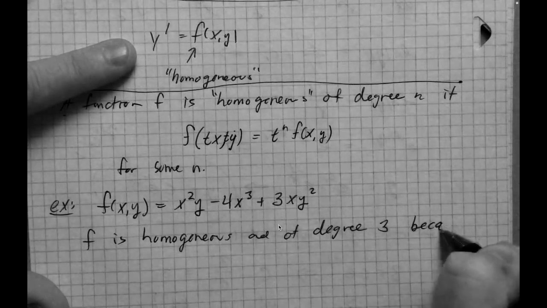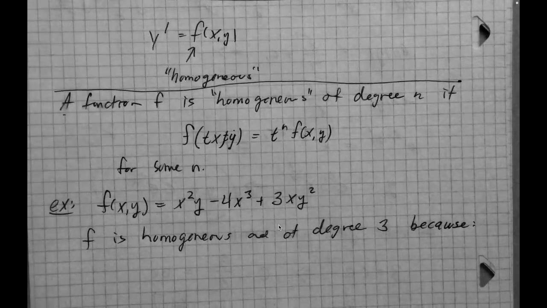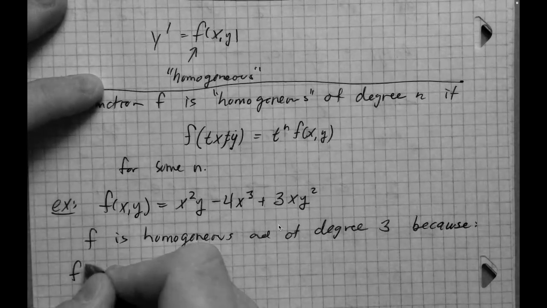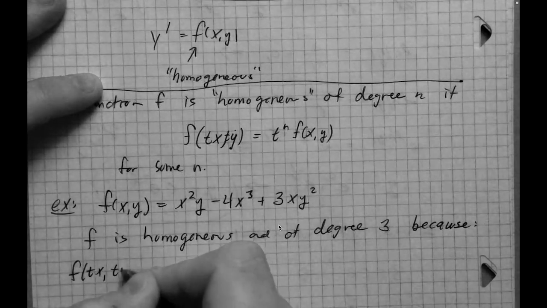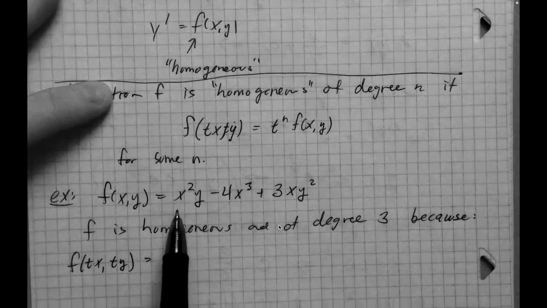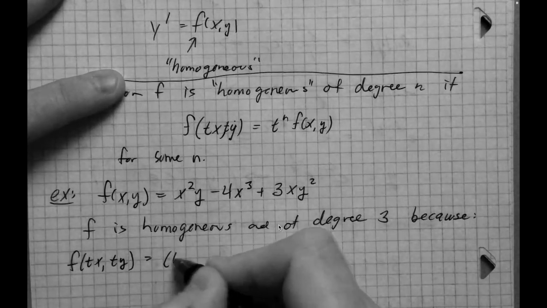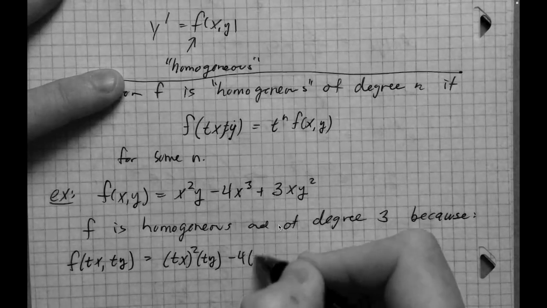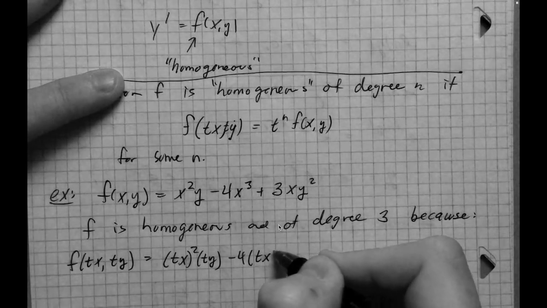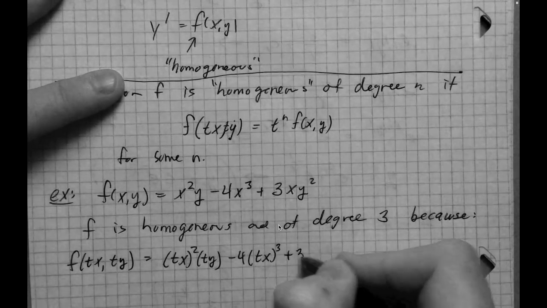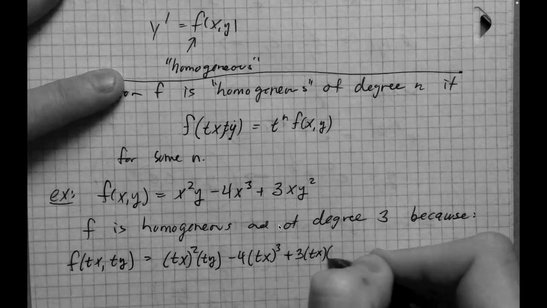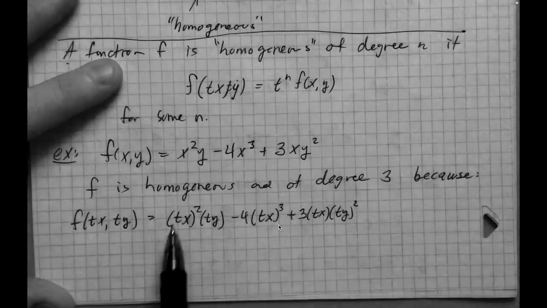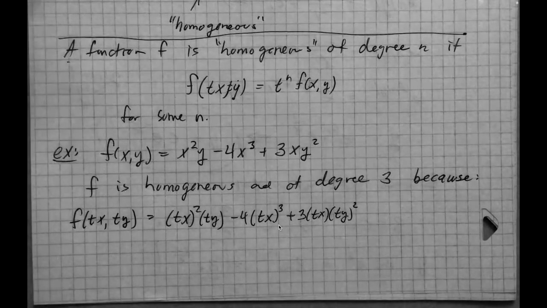And why? Well, let's do the exercise here. f of tx, ty. Everywhere you get an x, you have to plug in a tx now. So tx squared times ty, minus 4 times tx cubed, plus 3 tx ty squared. Just everywhere you had an x, now you have a tx, and everywhere you had a y, you now have a ty.